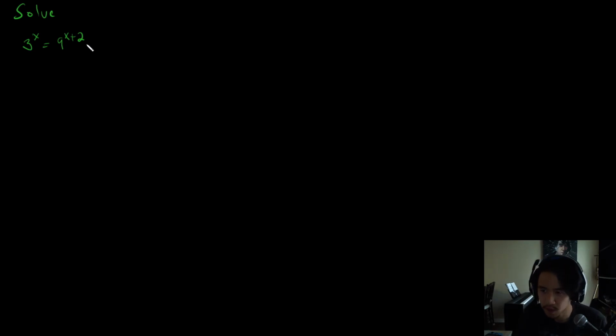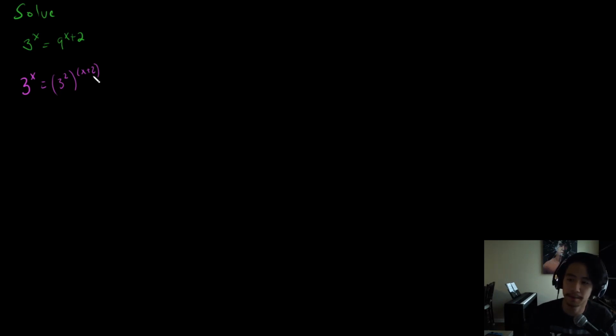So here we have 3 to the x is equal to 9 to the x plus 2. What we want to do is change the base to the lowest possible number. So I'm going to change everything to be 3. On the left side, we already have the base of 3, so this is going to be 3 to the x. On the right-hand side, this is 9, but 9 is 3 squared. So instead of writing 9, I'm just going to write 3 squared in parentheses, and we're going to raise this to the x plus 2 power. All right, so I have 3 squared to the x plus 2.